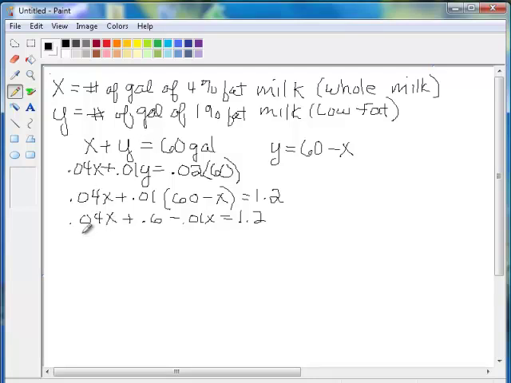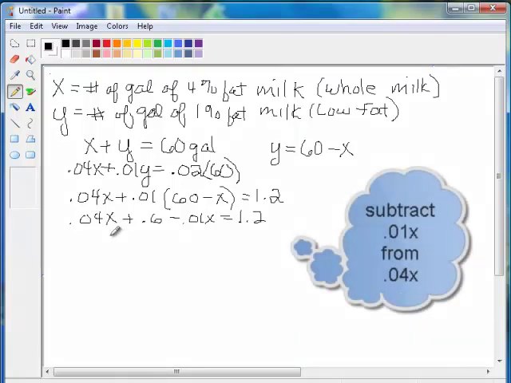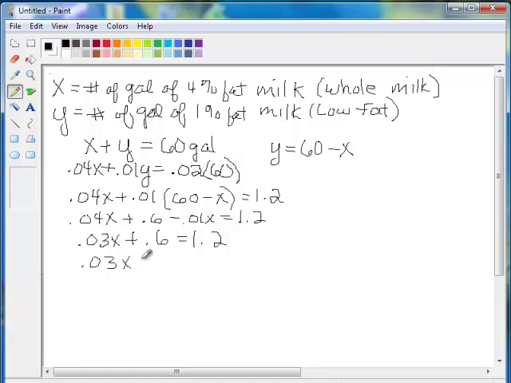Okay, now I will combine like terms. And so if I combine the 0.04x and the negative 0.01x, I will get 0.03x plus 0.6 equals 1.2. Now I will subtract the 0.6 from both sides and get 0.03x equals 0.6. Divide both sides by the 0.03. These cancel and I get x equals 20.